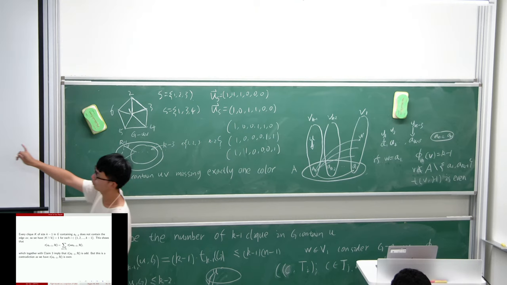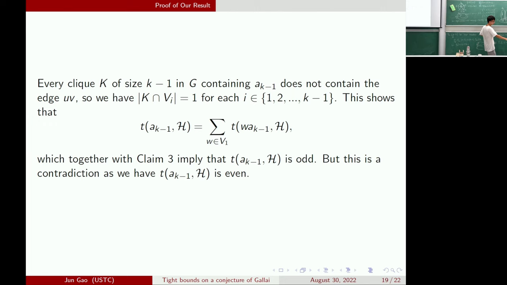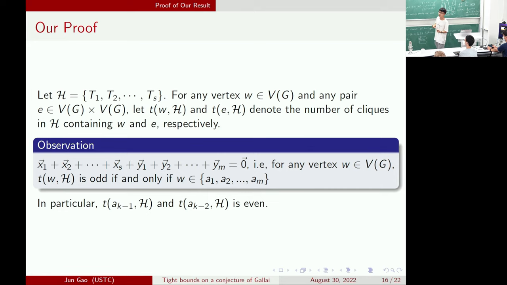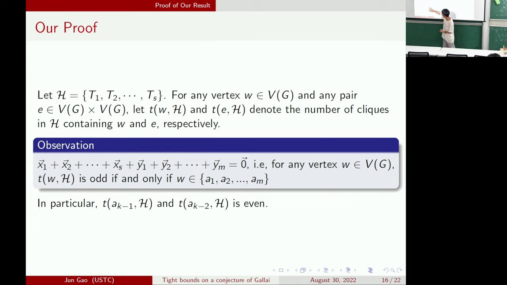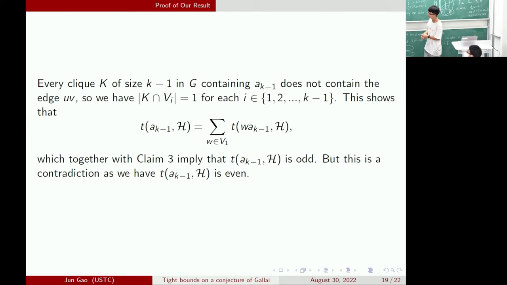So we have this one. But we know one of them is odd and the other is even. So this number is the odd number, but we have the condition this number is even. This is a contradiction, so we are done. Here tells us this number must be even, but here tells us it is odd. This completes the whole proof.